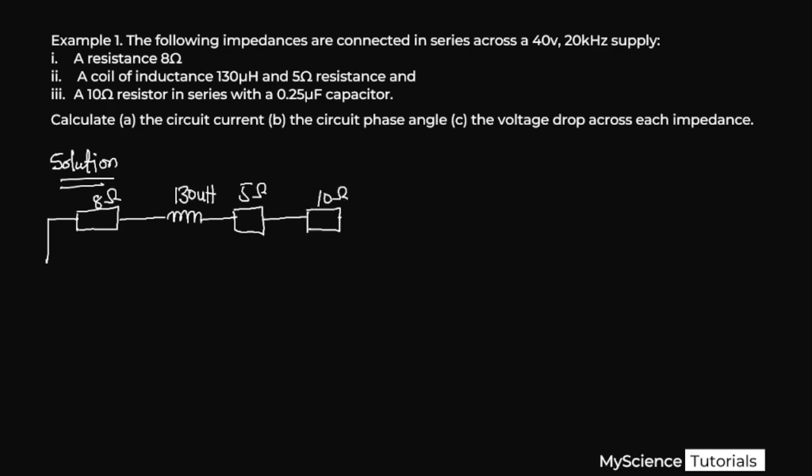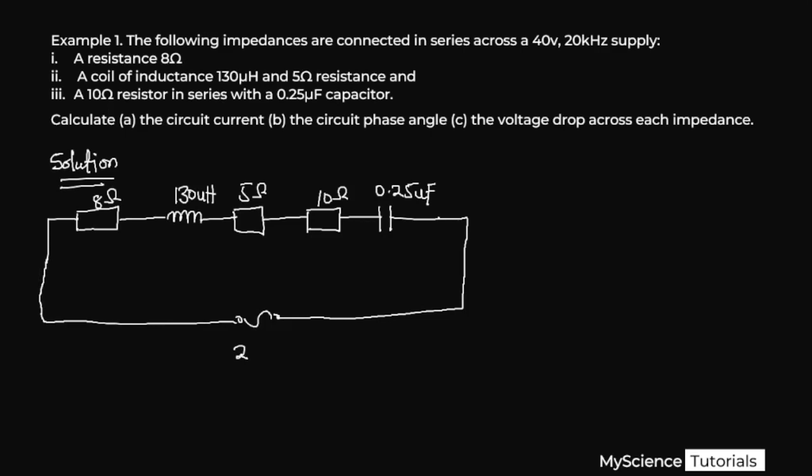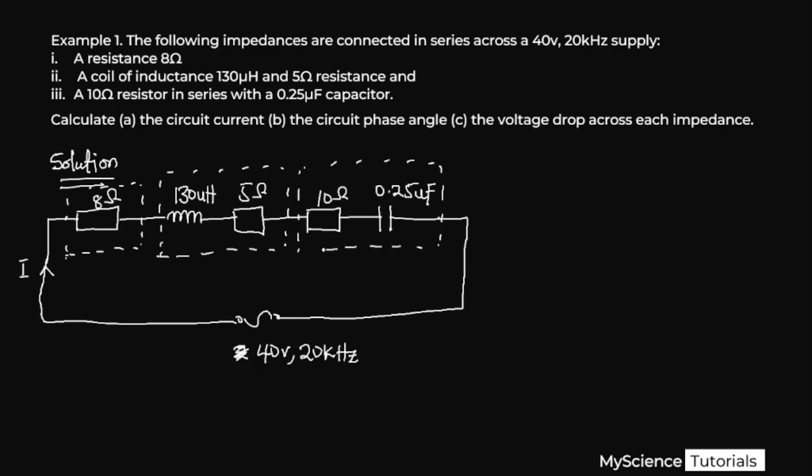So I have a 10 ohm resistor connected to a capacitor of 0.25 microfarad. And then all of these are now connected to a 40 volts, 20 kHz frequency supply. Okay, so this is the direction of our current. This side will be considered as our impedance 1, this will be considered as our impedance 2, and then this will be considered as our impedance 3. So I'm going to use Z1, Z2, and Z3 for them. So this is our circuit.